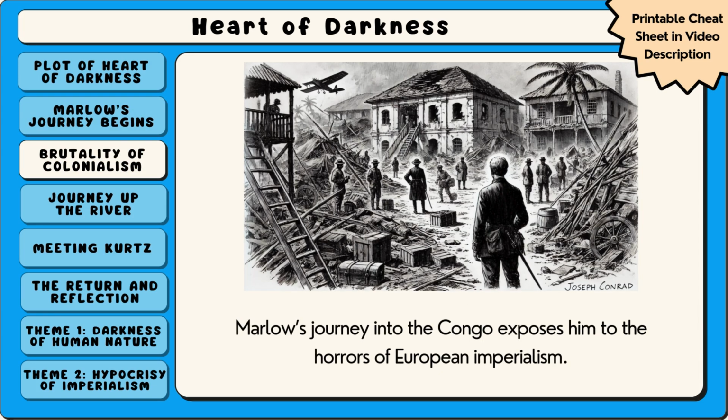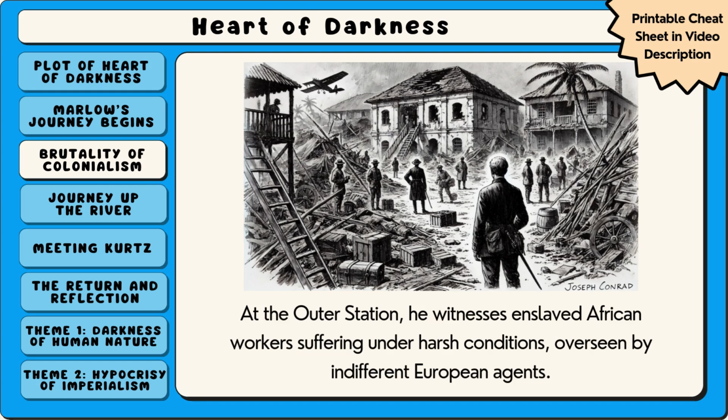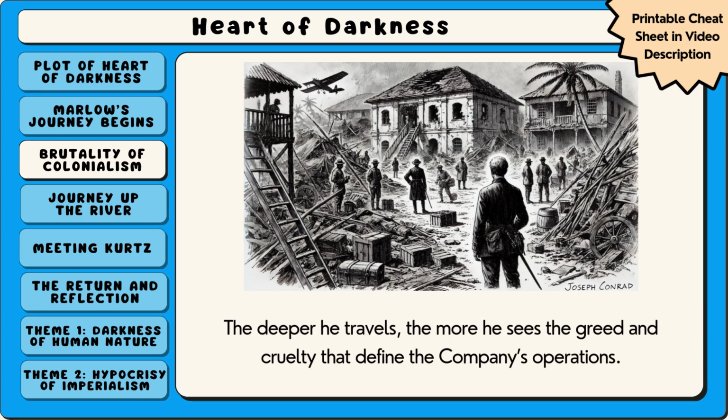Marlow's journey into the Congo exposes him to the horrors of European imperialism. At the outer station, he witnesses enslaved African workers suffering under harsh conditions, overseen by indifferent European agents. The deeper he travels, the more he sees the greed and cruelty that define the company's operations.